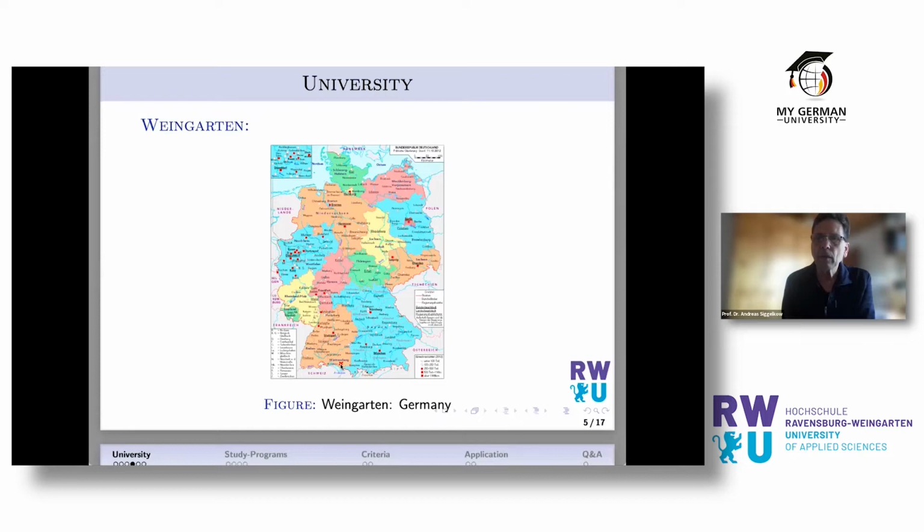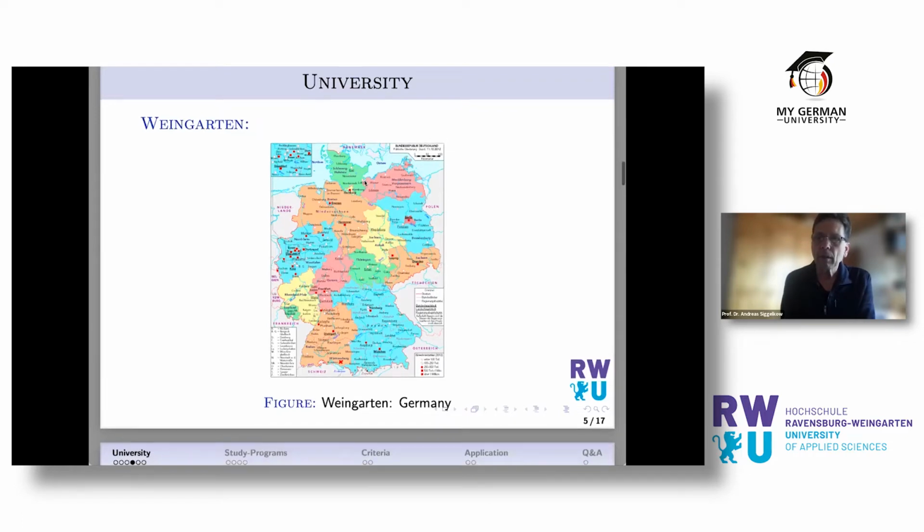As you can see here, Germany is split into several states, and this is the state of Baden-Württemberg, Bavaria, and many others towards the north, Schleswig-Holstein. And if you can see this mouse pointer, Berlin is located here, which is the capital of Germany.